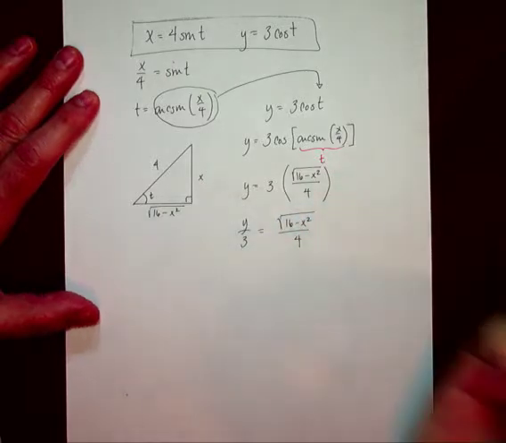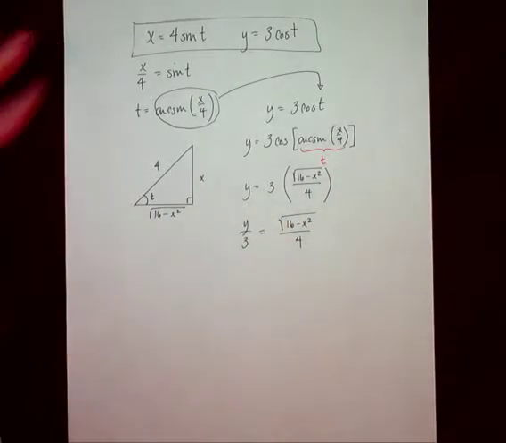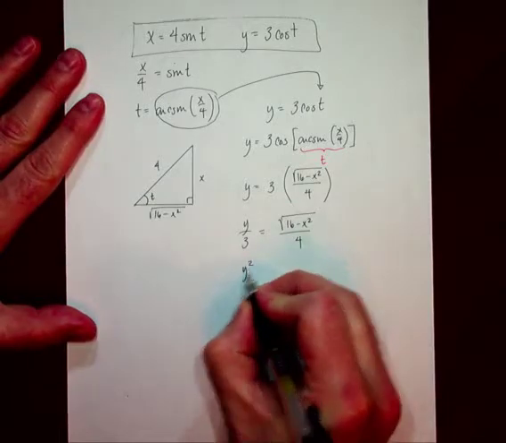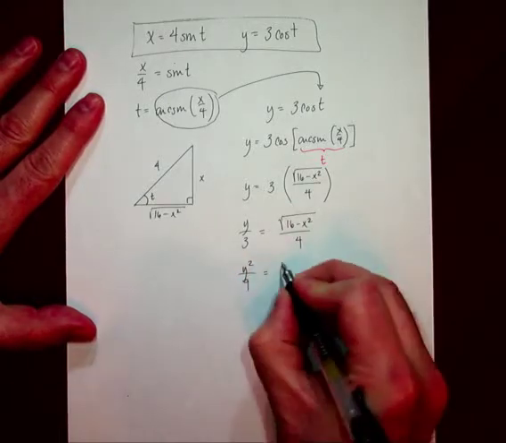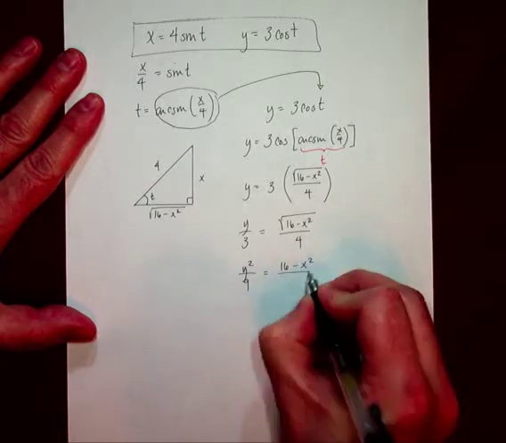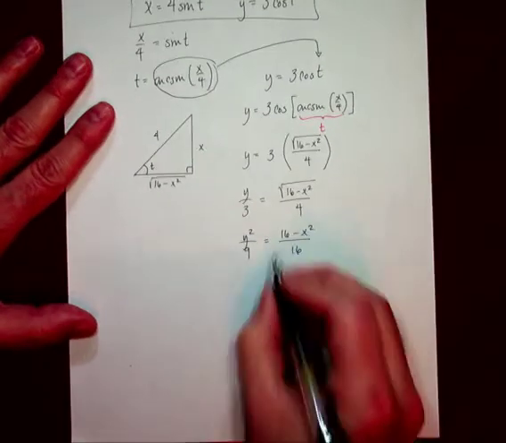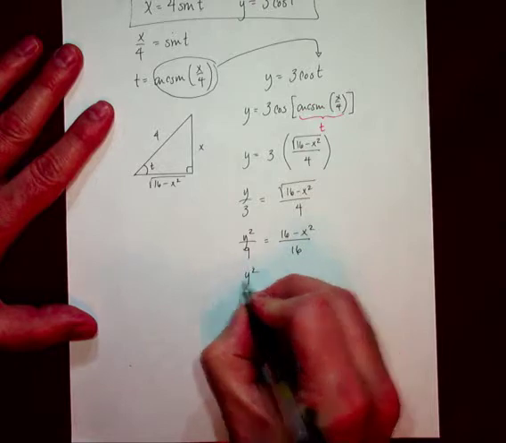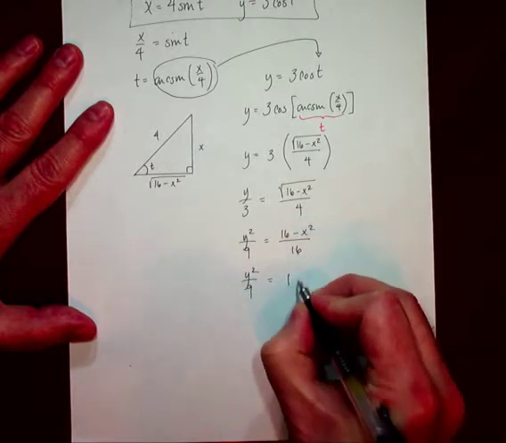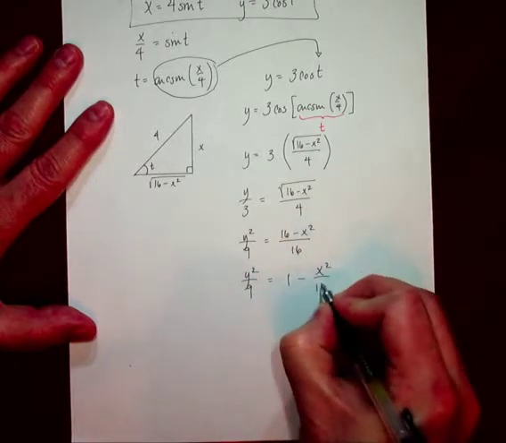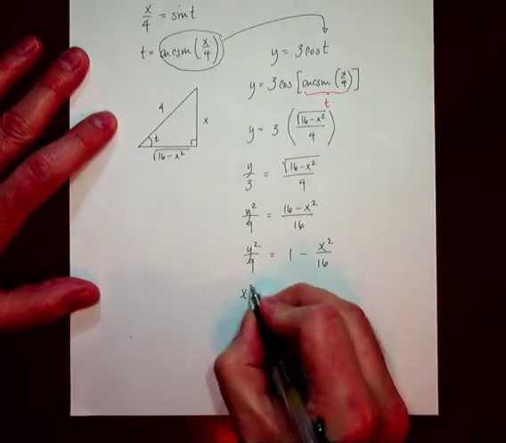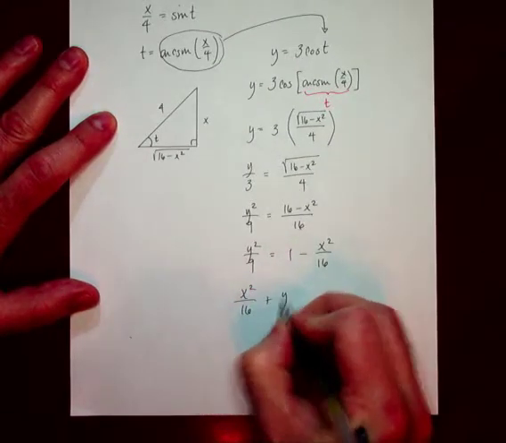If we're going to see whether we can put this into the form of an equation that resembles the standard form of an ellipse equation, I need to get rid of the radical. And so we get y squared over 9 is equal to 16 minus x squared over 16. We can separate these fractions, and that becomes 1 minus x squared over 16. And oh my gosh, will you look at that?